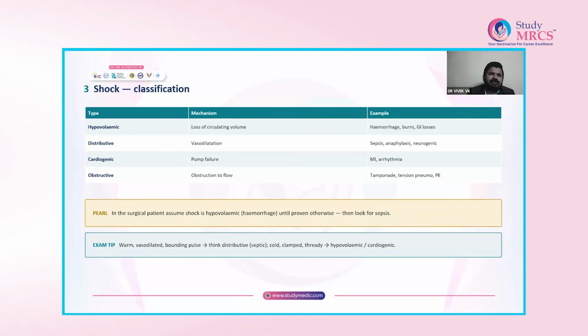Regarding the cardiogenic shock, the heart is pumping the blood. So any abnormality or problem with the normal pumping of the heart can cause cardiogenic shock. Like, suppose the patient is having arrhythmia, or a myocardial infarction, the heart is unable to pump properly. That is called cardiogenic shock.